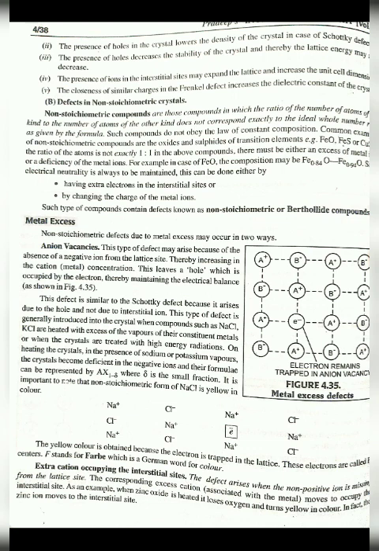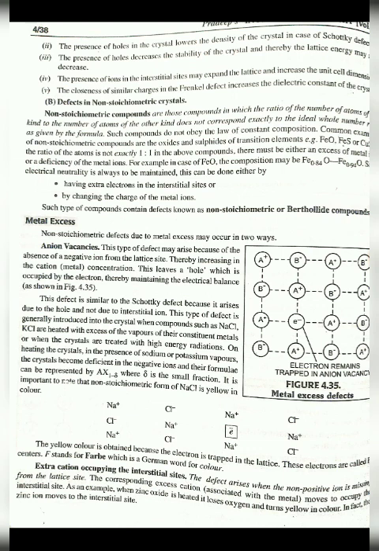On heating the crystals in the presence of sodium or potassium vapors, the crystals become deficient in the negative ions, and their formula can be represented by AX1-δ, where δ is a small fraction. It is important to note that the non-stoichiometric form of NaCl is yellow in color. The yellow color is obtained because the electron is trapped in the lattice. These electrons are called F centers. F stands for Farbe, which is a German word for color.